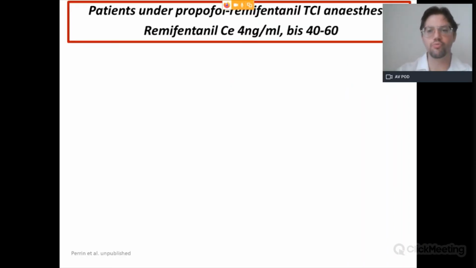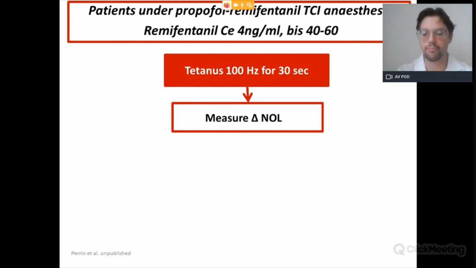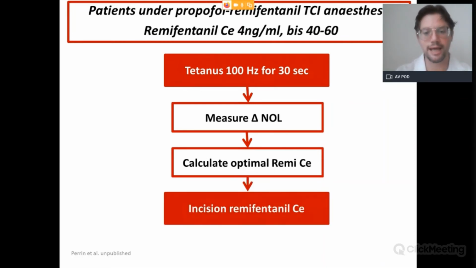What if we just use one tetanic stimulation? So again, the same study situations. Propofol remifentanil TCI, BIS between 40 and 60, and the effect site concentration at 4 during the test. We apply tetanic stimulus, assess the change in NOL, but this time we use the formula derived from the previous population to give us an idea of the optimal effect site concentration for incision, and we incise at this concentration.